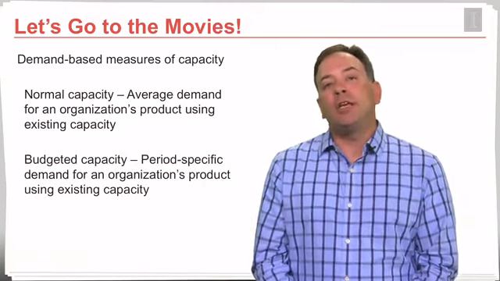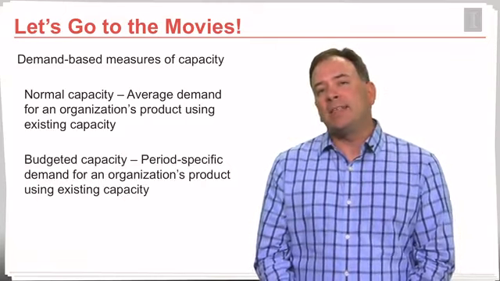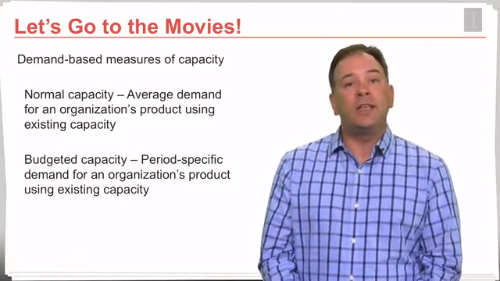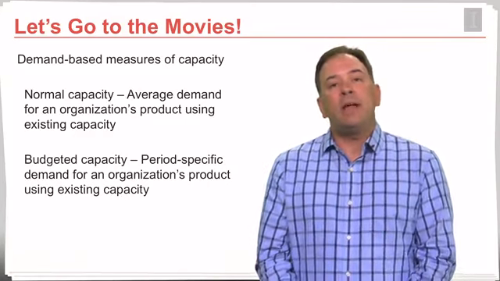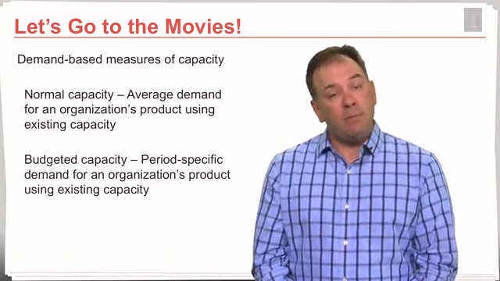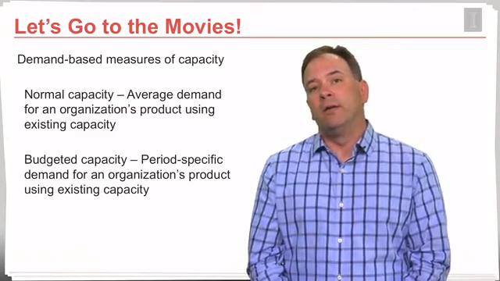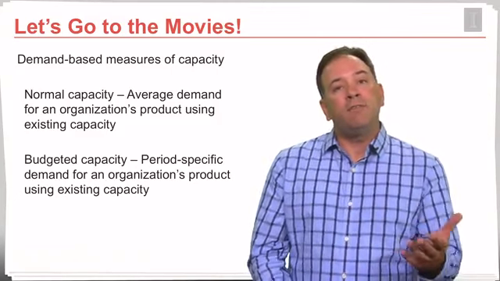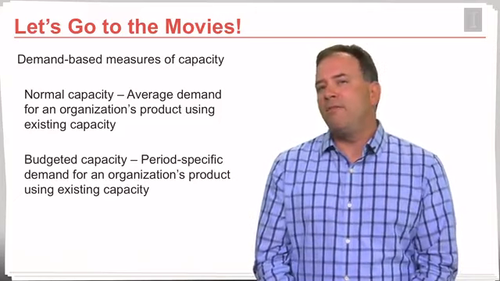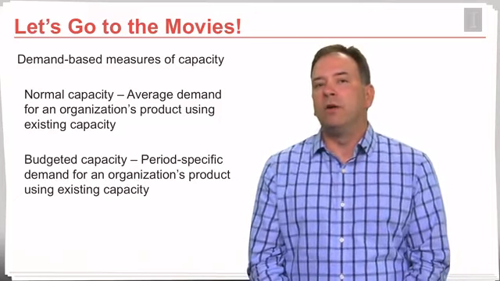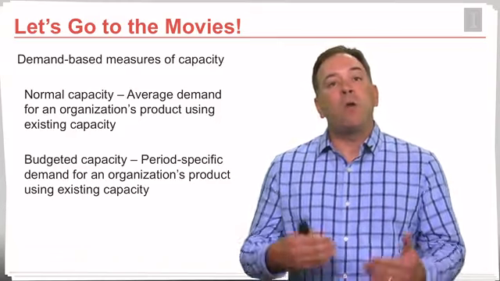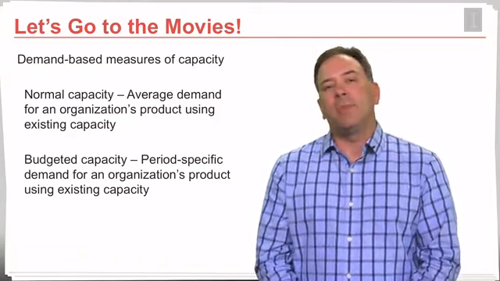And then we have budgeted capacity. Budgeted capacity is period-specific demand for our organization's product using that existing capacity. So you might think about a specific Friday when a brand new movie comes out, and maybe we would sell tickets to a 4 a.m. showing. That might be a different story on a different time period, say a Monday when there are no new movies coming out, and then the 4 a.m. showing is tough to sell tickets for. So these demand-based measures of capacity take into account what our market is demanding of our existing capacity.